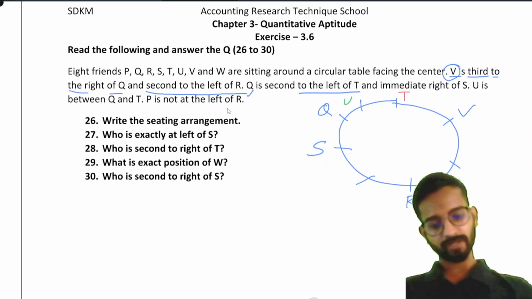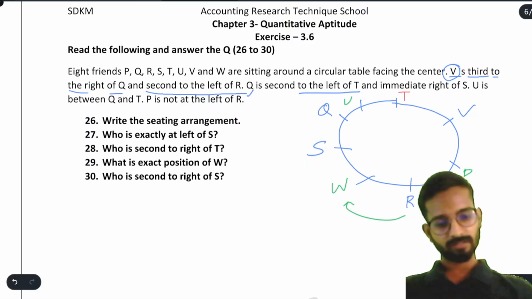After that, P is not at the left of R. So this is the left of R. P is not here, so I can write P here. So P, Q, R, S, T, U, V, W will appear here. Very simple. Now we'll answer the questions.